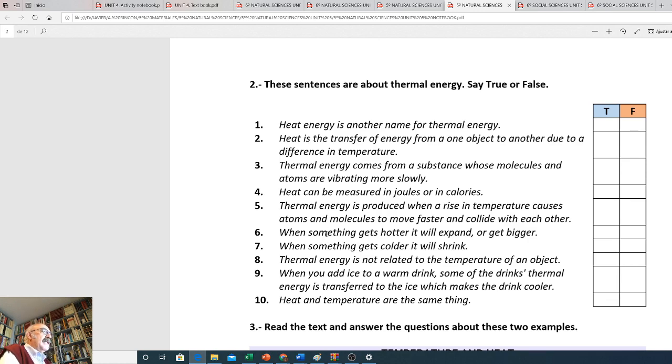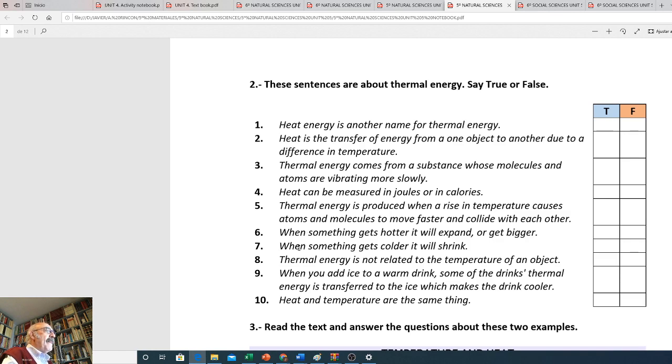Now, number 6. When something gets hotter, it will expand or get bigger. When something gets hotter, it will expand. Okay? Or gets bigger. What do you think? And the converse is true as well. Yes, this is true. So number 6 is true.